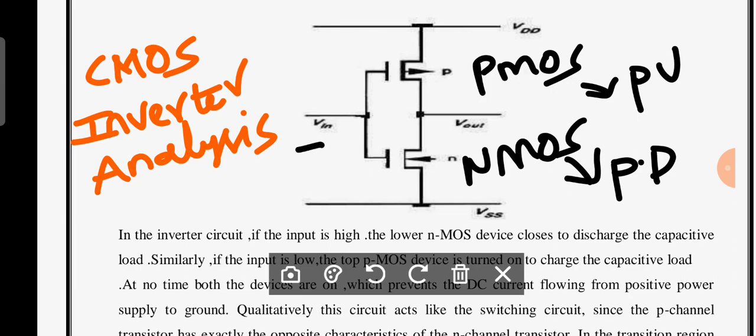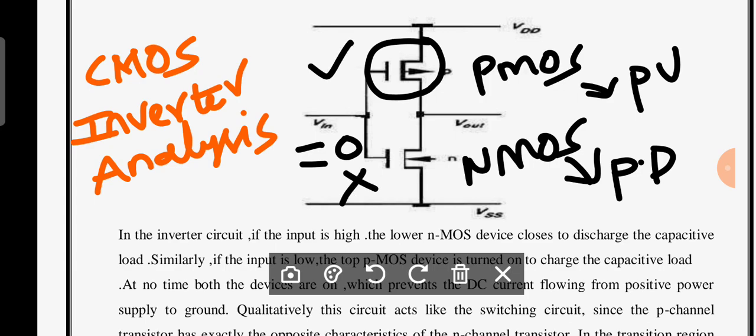Now you can observe its operation. When Vin is equal to 0, the PMOS transistor turns on and the NMOS transistor turns off. Therefore, the output is charged to VDD. If you consider the load capacitor here, this load capacitor will charge to VDD.